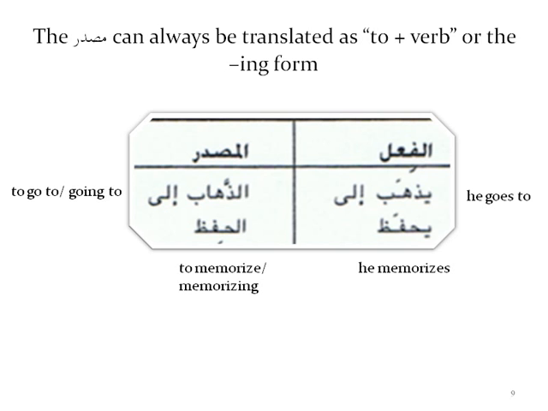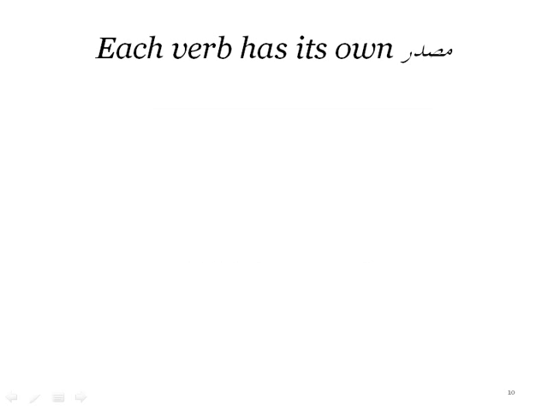Let's go back to the second paragraph. Here Al-Kitab says that each verb has its own masdar. Let's unpack that a little. Every verb has a verbal noun. Every verb has a masdar.